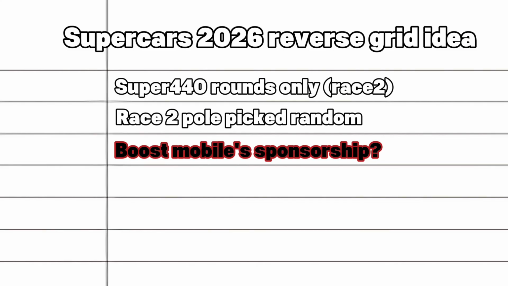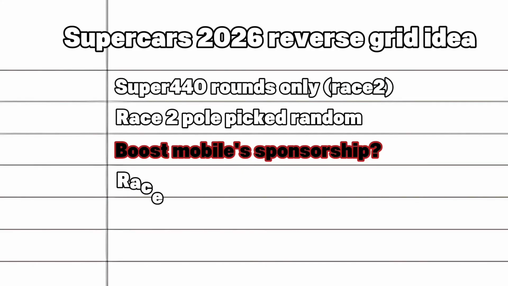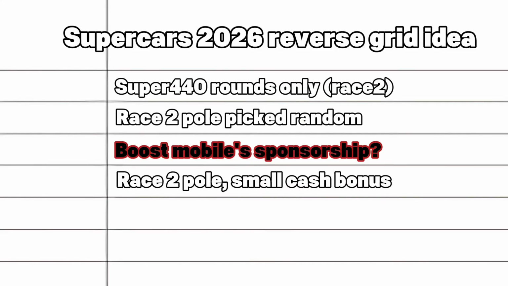Now, how does Boost get involved? Because I'm sure they'll want to keep their stickers and eyes and all that sort of stuff on everything pole-wise. Well, the pole sitter of this race gets a small cash bonus. Let's say like $500 for the pole sitter for the second race. So you can still get that Boost cap on, saying, I'm glad to start on pole, full credit to the boys, stuff like that. But this is where the kicker comes in.